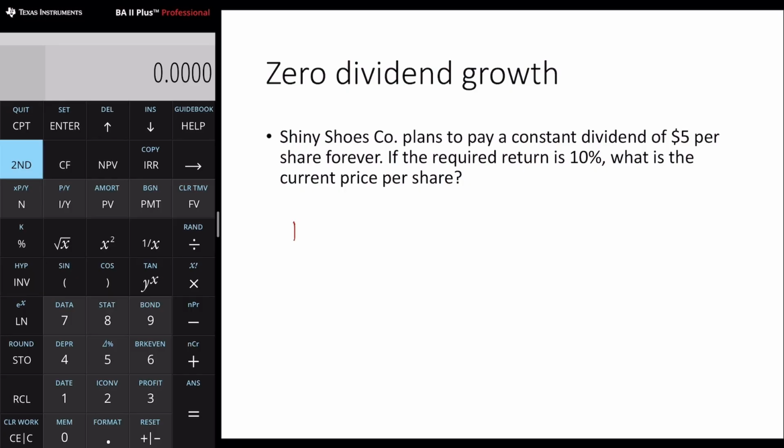And what that says is the price today is equal to the dividend divided by the required return. And what this looks like is, well, the dividend we're given is $5 and the required return is 10%. So 0.1 is what we put down there at the bottom. And you can see that gives us a price today of $50. Pretty easy, right?